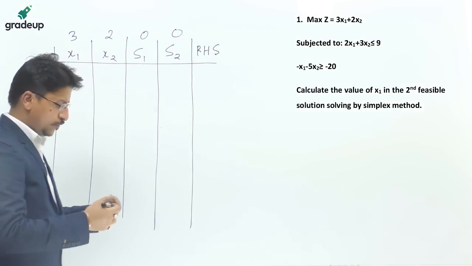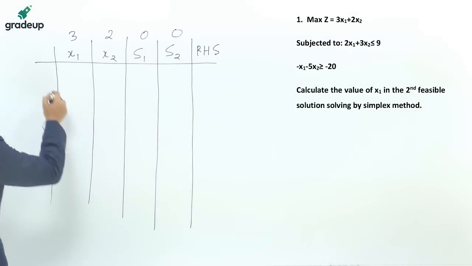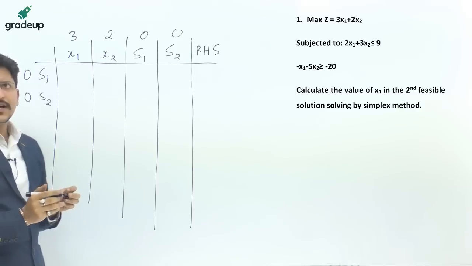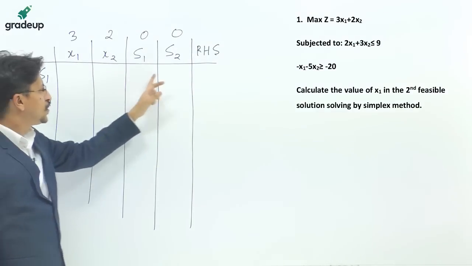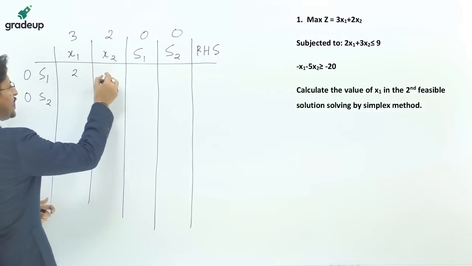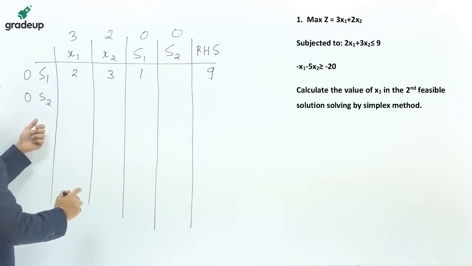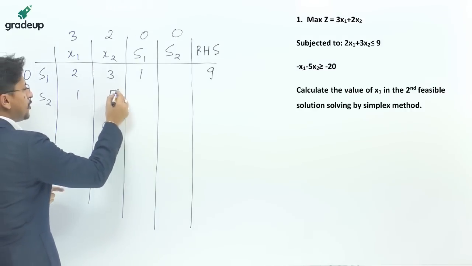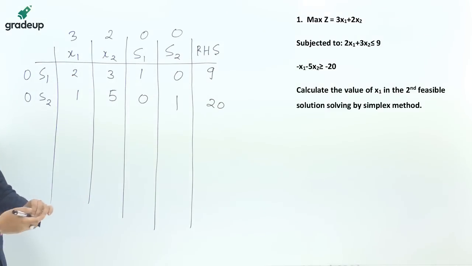Now, considering s1 and s2 as the basic variables, you write them here, and their coefficients also here, 0s1 and 0s2. Now, there were two constraint equations, so write the coefficients of those here. The first one was 2x1 plus 3x2 plus s1 equal to 9. Write the coefficients 2, 3, 1, and 9 in the RHS column. The next equation was x1 plus 5x2 plus s2 equal to 20, so x1 is 1, plus 5x2, plus 0s1 plus s2, equal to 20. Here it is 0 because in the first equation s2 is not there, and in the second equation s1 is not there.